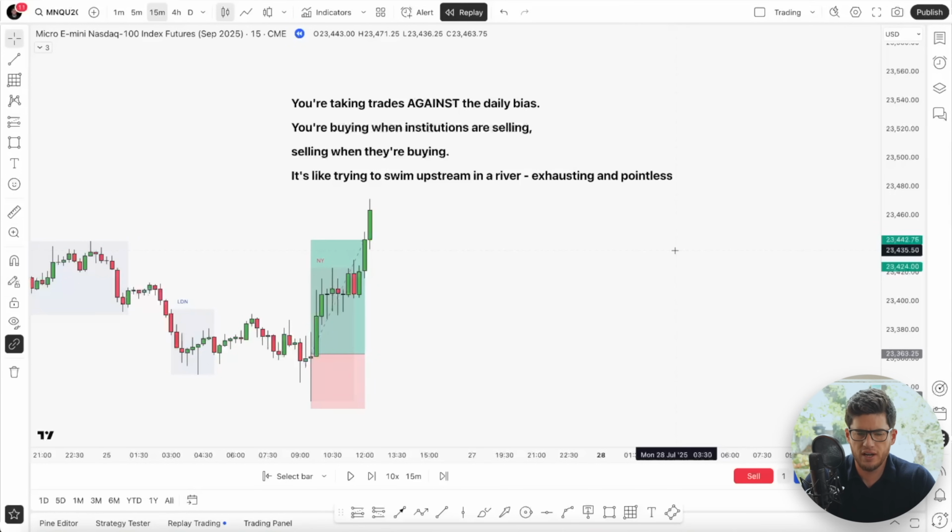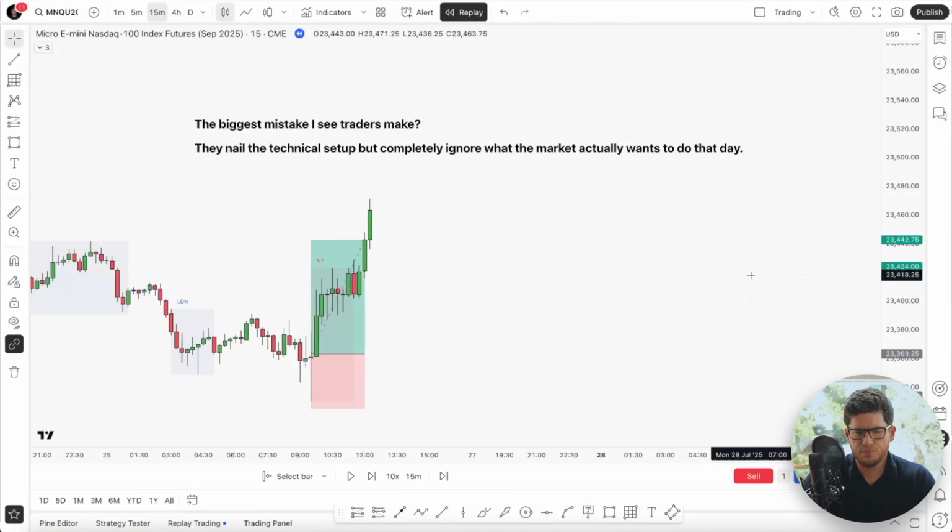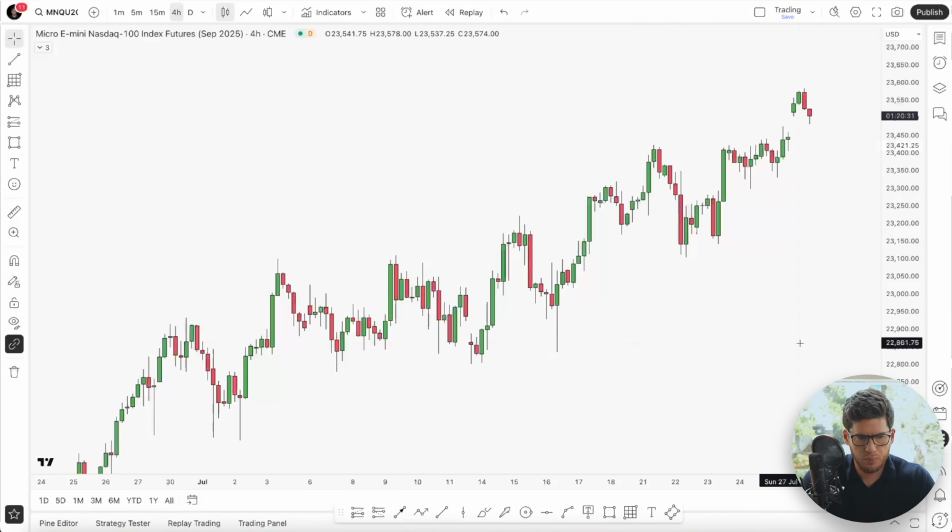If you're taking trades against the daily bias, you're buying when institutions are actually selling, and you're selling when they're buying. So it's like trying to swim upstream in a river. It's exhausting and it's pointless. What's the biggest mistake I see traders make? It's that they nail the technical setup, but they completely ignore what the market actually wants to do for that day.